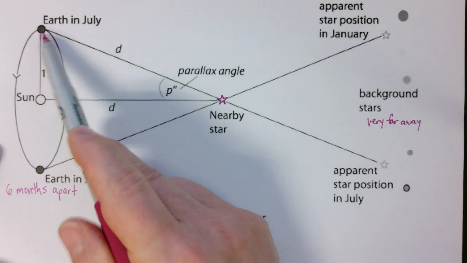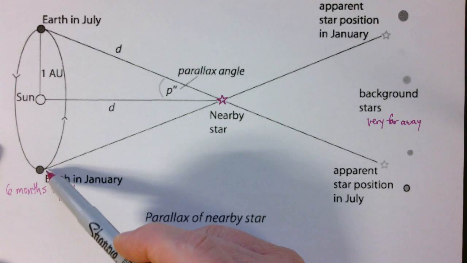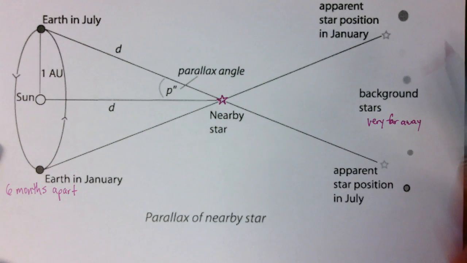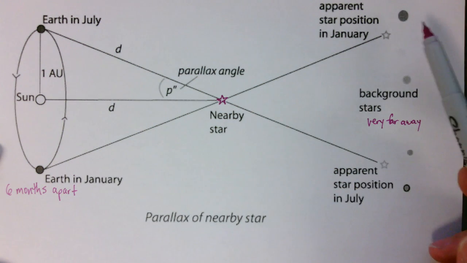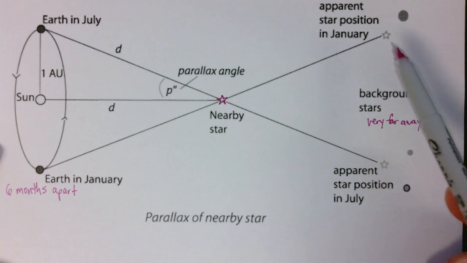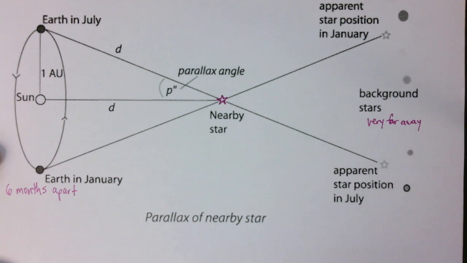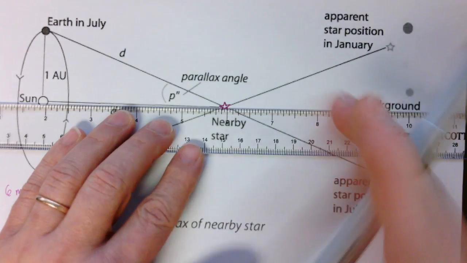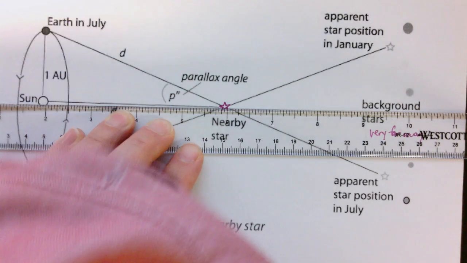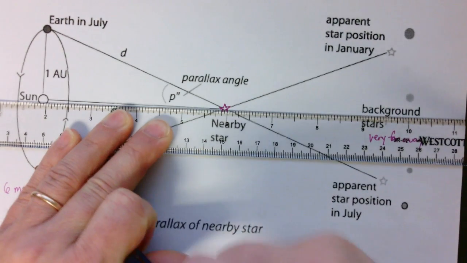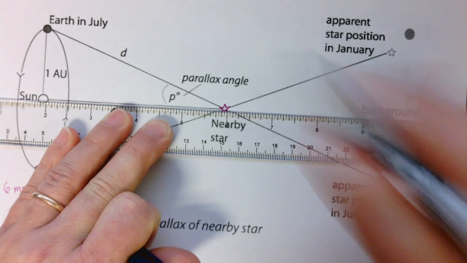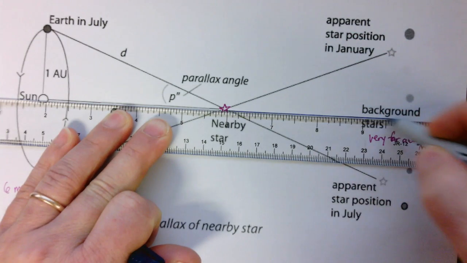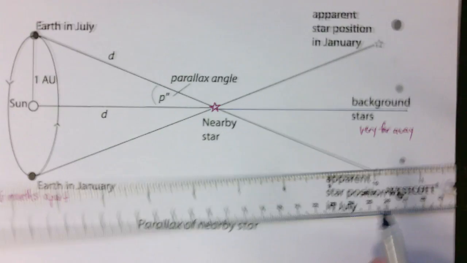So here again we have this position and this position, and we have the background stars like so, and it's changing its position. In this diagram, one of the things that has been left out is the extension of this line right here. This line should be drawn in as an extension all the way to the background stars.